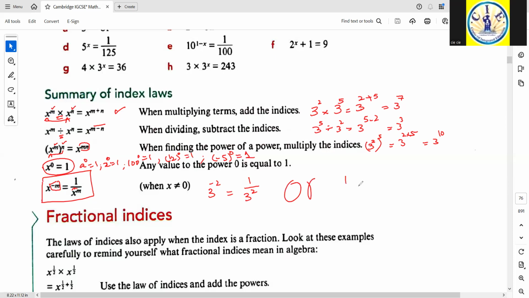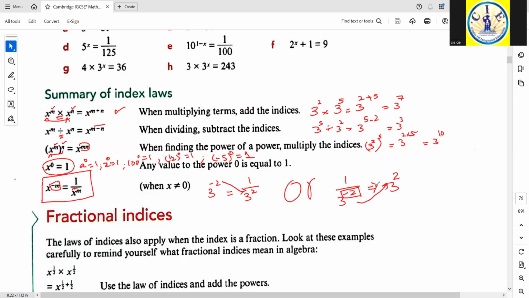If we have got 1 by 3 raised to power negative 2, means the power of 3 is negative already in the denominator. When it will be shifted in the numerator, it will become 3 raised to power positive 2. Means when a number goes from numerator to the denominator, the sign of the power changes. The number goes from denominator to the numerator, the sign of the power changes.